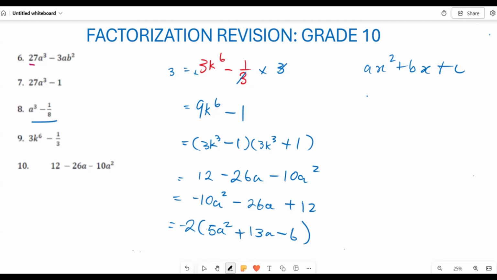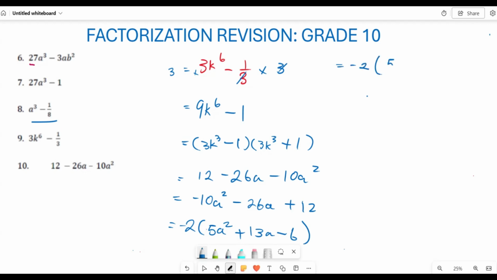And now from here, what is it that I'm going to do? I'm going to start with my first term. Remember my 5a squared? This is a prime factor, which means 5a consists of 5 as a factor, and also 1. Which means now I'm going to open my 2 brackets. So this is going to be the same as negative 2 into brackets.